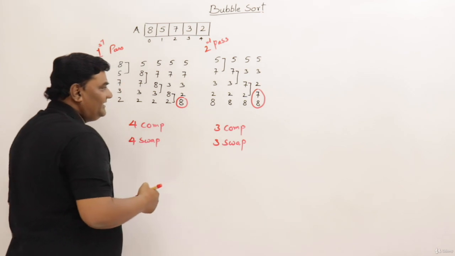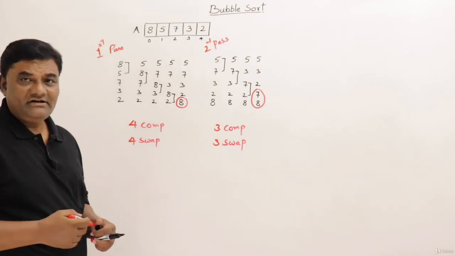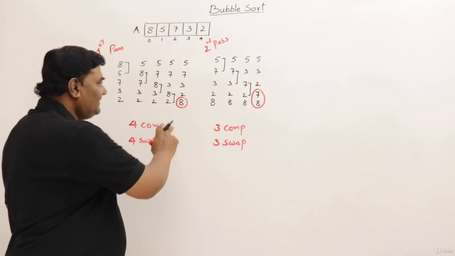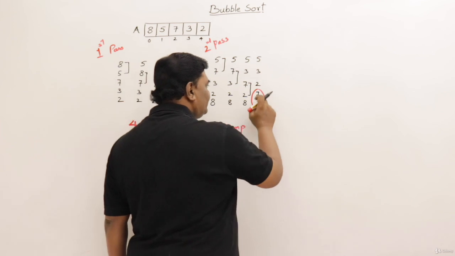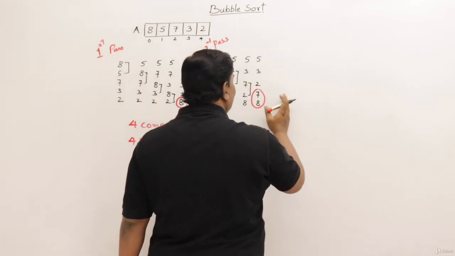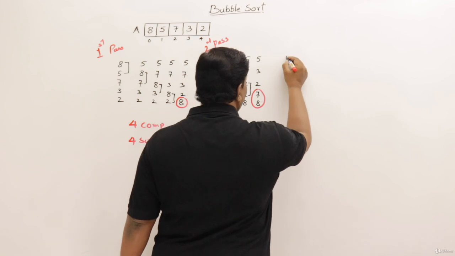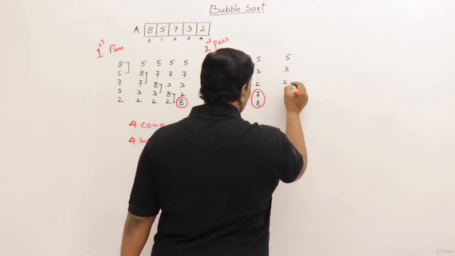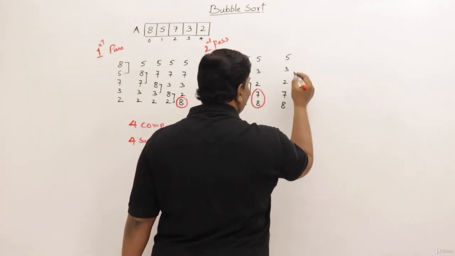2 passes are completed. How many elements did we get sorted? 2 elements got sorted. 8 and now 7 also. 7 and 8 are sorted. Now I will take the elements once again, continue this list and perform one more pass. 5, 3, 2, 7 and 8.